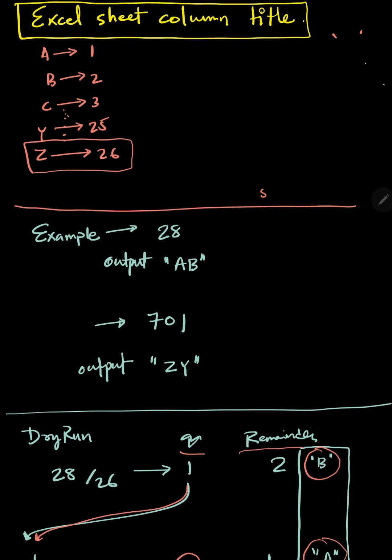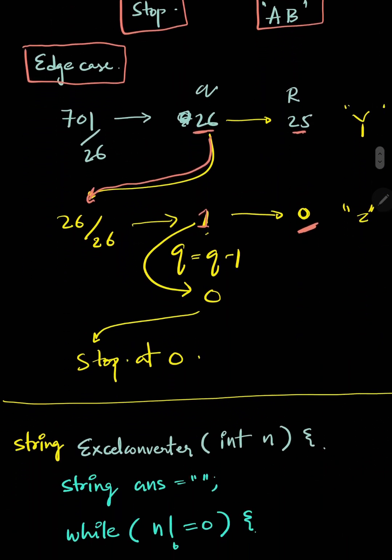So let's get back to the dry run. 701 divided by 26, we got quotient as 26, remainder as 25. Cool, we denoted Y. 26 goes down, 26 divided by 26, the quotient comes as 1, and the remainder comes as 0. So 0 is denoting Z. We got Y, we got Z.